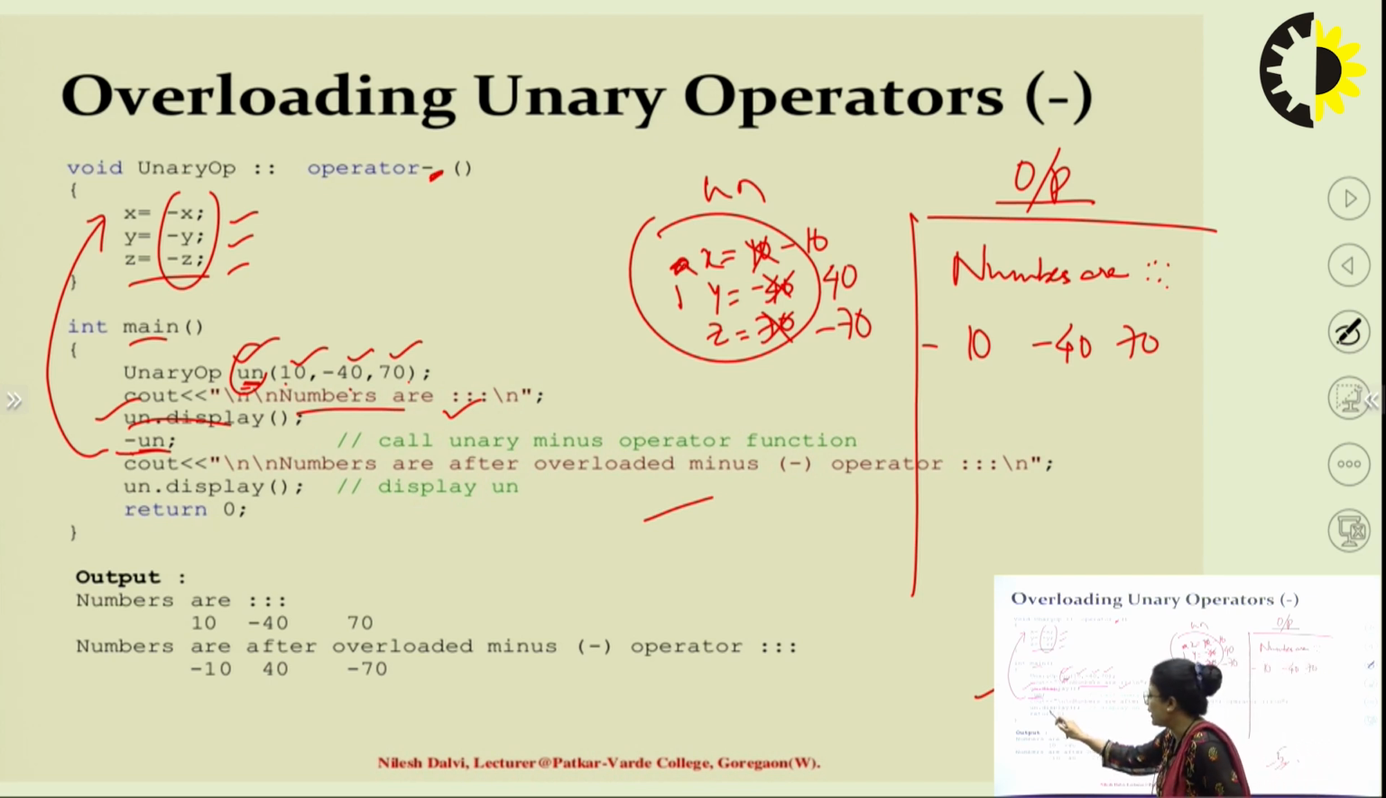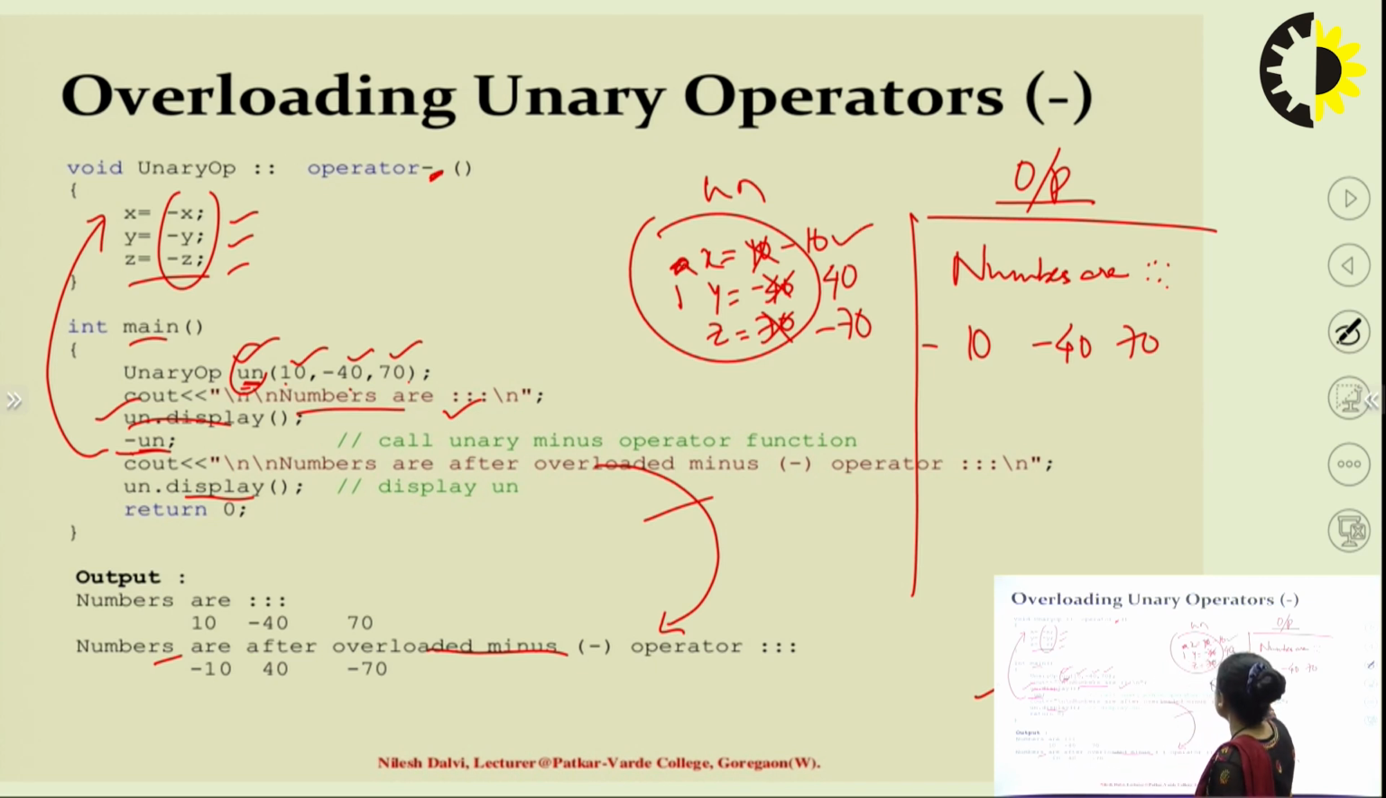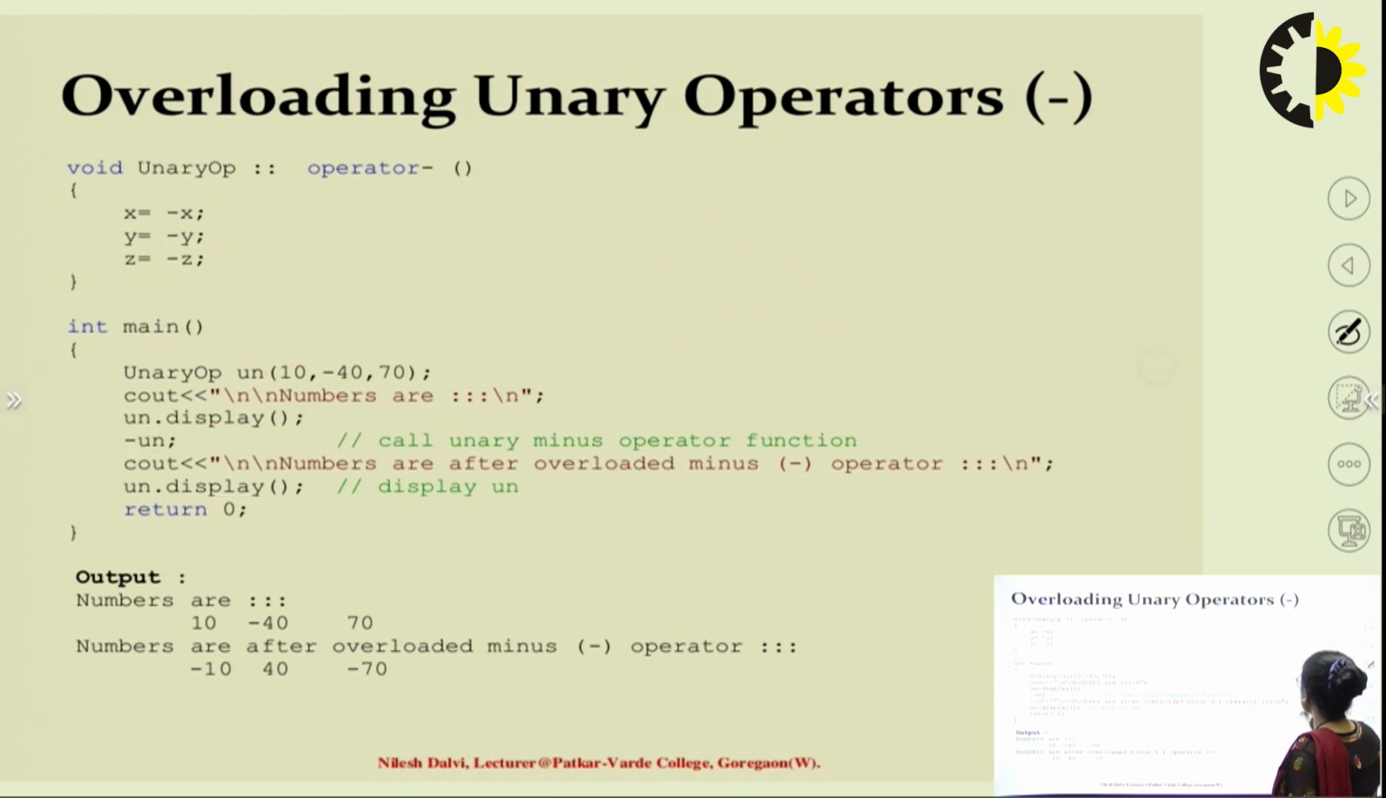Now again, when you call the display function, what will come on the screen? The numbers after the overloading, whatever values we now have: minus 10, 40, and minus 70. So in the output screen, we will have minus 10, 40, and minus 70. This is a typical example of a case where we are overloading the negation operator, or rather we can say the unary operator, by using member functions.